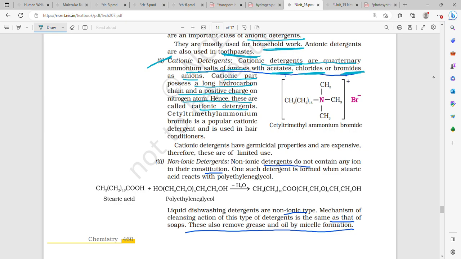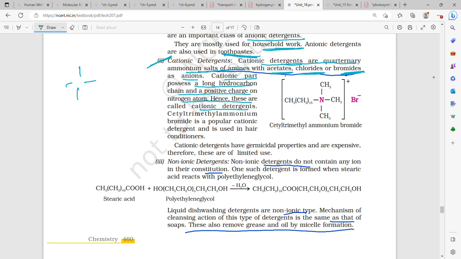Quaternary ammonium salts, that is R4N plus. Single is primary, 2 secondary, tertiary, quaternary. Quaternary ammonium salts of amines with acetate, chloride and bromide as anions: either CH3COO minus, that is acetate, or chloride Cl minus, or bromide Br minus.